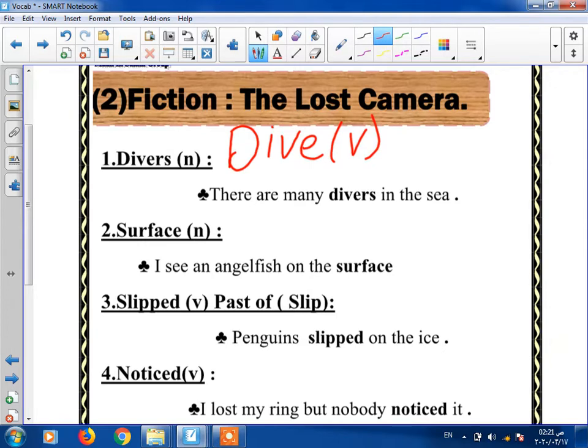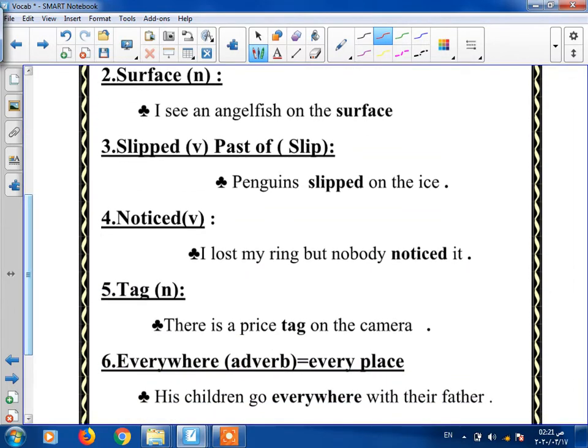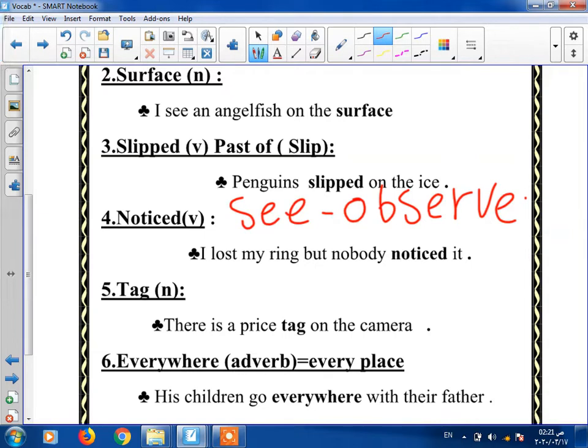We have number four, noticed. It's a verb. Now I lost my ring, but nobody noticed. Notice is the synonym for see or observe. Write after me, please. Notice is the synonym for see or observe. I lost my ring, but nobody noticed it, and nobody saw it.